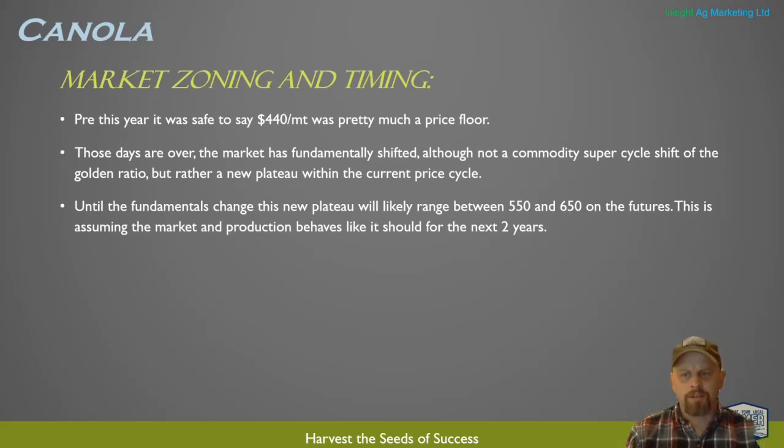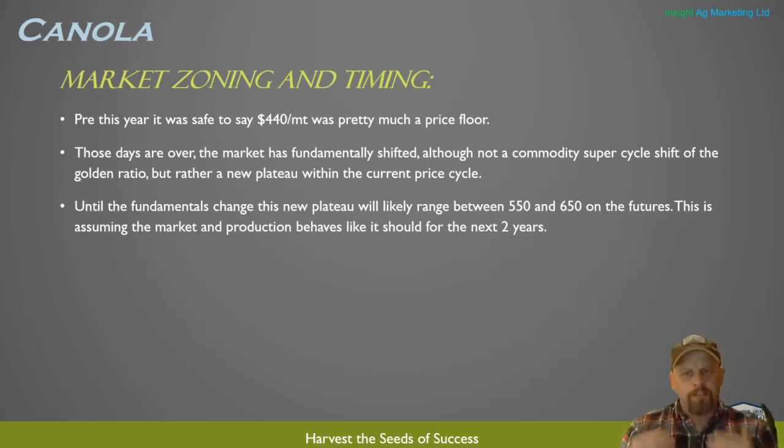But now I think those days are over, because I think the market has fundamentally shifted into a whole new price zone. I don't think it's a commodity super cycle shift where it shifts that golden ratio up to 1.6, because that would mean our new plateau would run around $700. I don't think we're doing that. What I think we're doing is hitting a new plateau within the current price cycle, right? And that price cycle, I believe, is from 440 all the way up to about 650, a little bit higher than that right now, 700 or so. That's where that zone is, right?